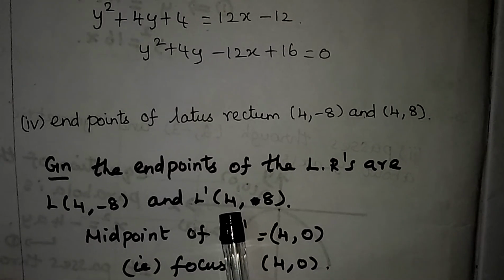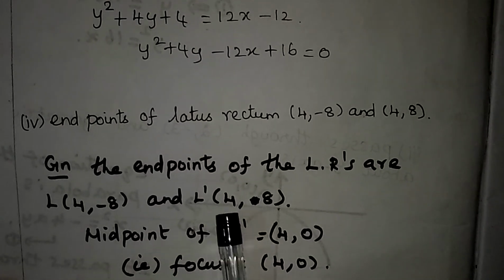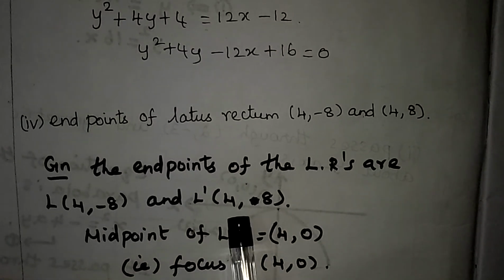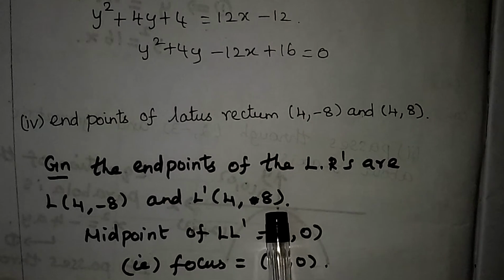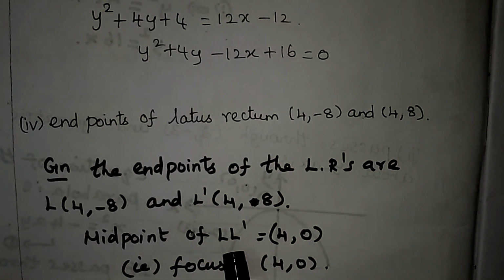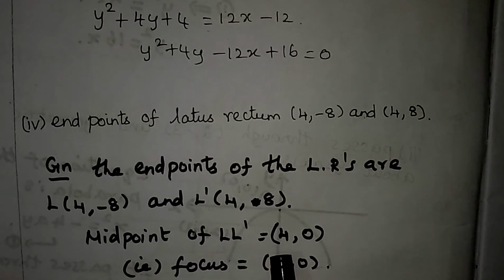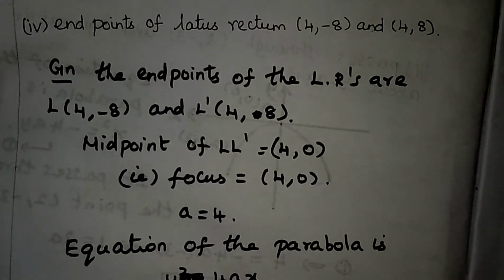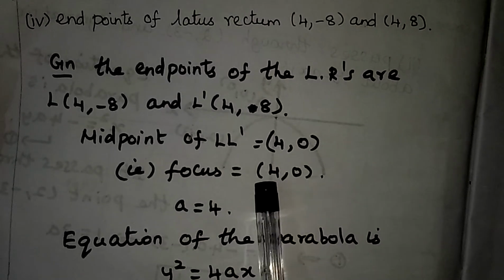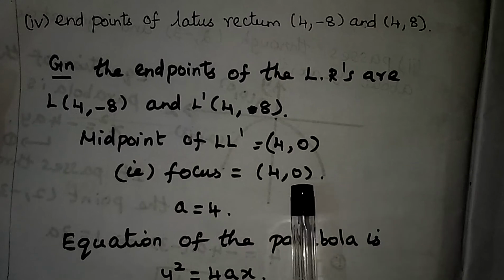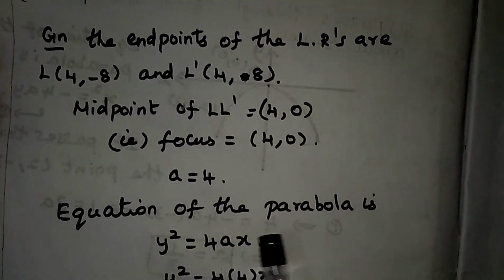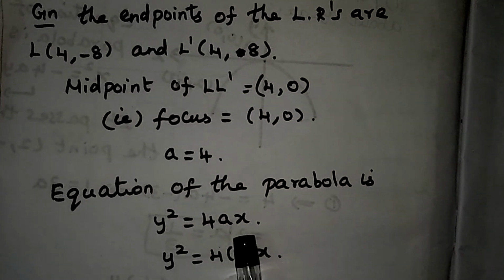Do you remember the midpoint formula? x1 plus x2 by 2 comma y1 plus y2 by 2. So 4 plus 4 it is 8 by 2 means 4, minus 8 plus 8 it is 0, 0 by 2 is 0. So this is the midpoint of the latus rectum and that is the focus. Focus is equal to 4 comma 0 we have. So now it is of which form? A comma 0. Focus is of the form a comma 0. A comma 0 means it is the first type, open rightward. So here a value is 4 and the equation of the parabola is y square equal to 4ax.